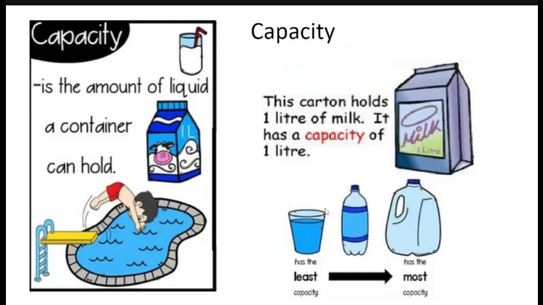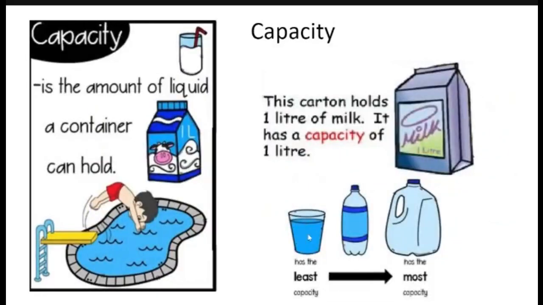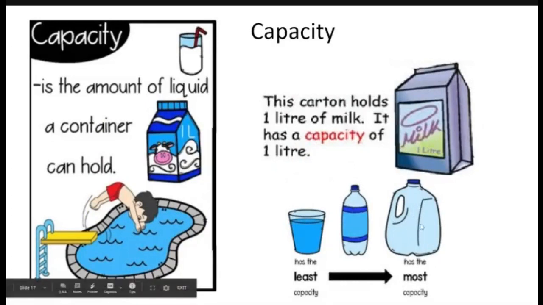Now, we have some different containers. We have a glass. We have a bottle and a very big bottle. So this glass has a small capacity. We can't put so much water into it. And this bottle has a big capacity. We can put a lot of water into this bottle.